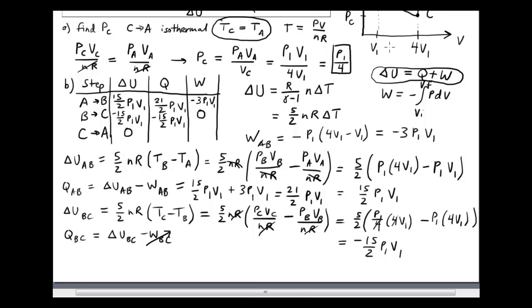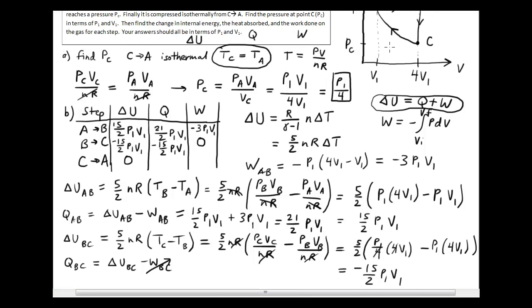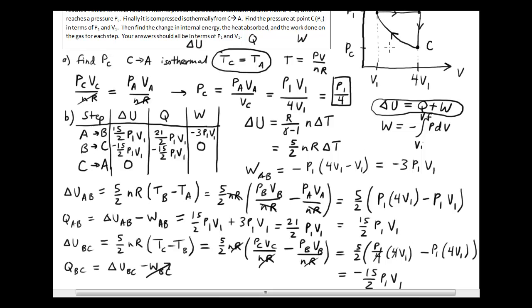Delta U for CA, we know that already. Let's do work for CA. Remember, CA is an isothermal process, and we have a formula that I'll write down in a moment that shows us how to find the work done, the area under the curve, when we go from C to A. You probably remember this, having seen it somewhere before. We're looking at WCA, and for isothermal it's minus nRT. I could write this as Tc or Ta, it doesn't matter because the temperature stays constant.